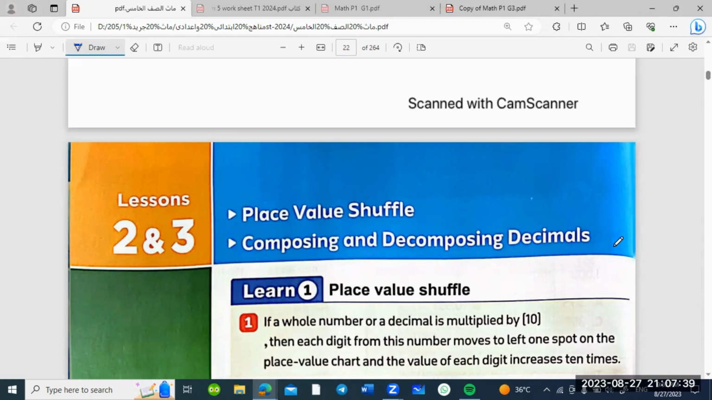I think you heard before about composing and decomposing, yes? Did you hear before about composing? Do you remember when we composed and decomposed the fraction and unit fraction? Do you know an expanded form? Yes. So today, inshallah, we are gonna take two lessons. First one is about place value changing, and the second will be about expanded way or expanded form.